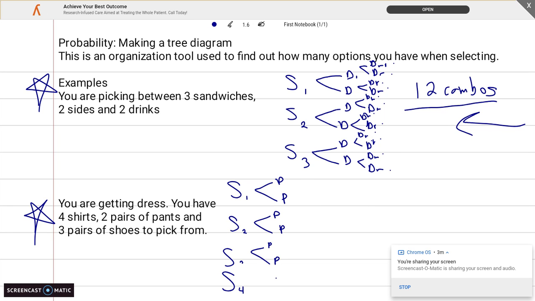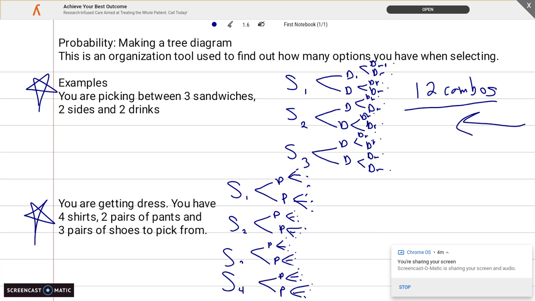3, and 4. And then I have three pairs of shoes that I can pick from. So I have to create three branches off of each of these now. I'm just going to put a circle because my pen is getting a little bit too bold for this. There are my three options, and three again, three, three, three, and three.